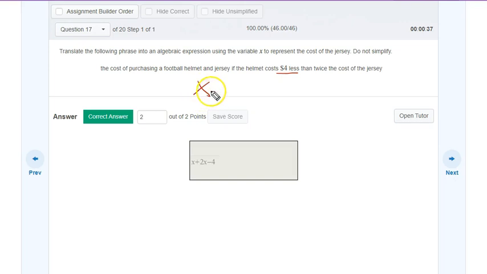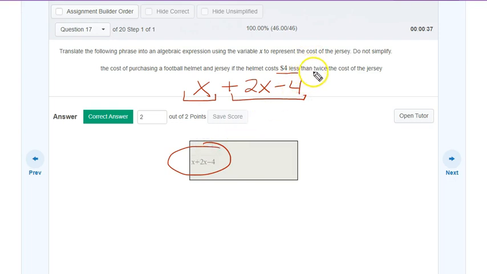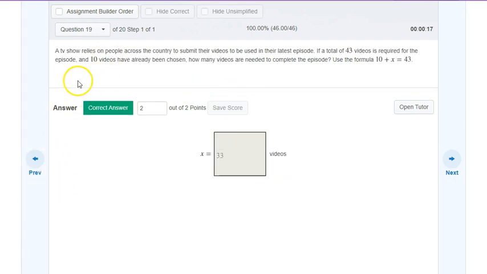This is the cost of the jersey, so the helmet cost twice the cost of the jersey, less $4. So this is the cost of the jersey. This is the cost of the helmet. And that's what we have here. Again, a lot of you, when I checked Blue Sheets, was just listing this part and you forgot to put the jersey there. And we're almost finished.